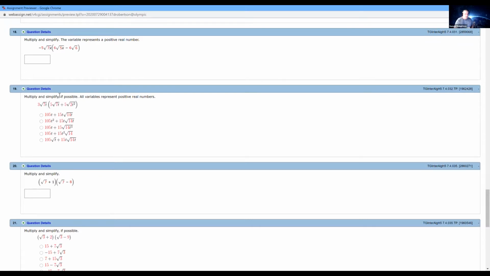Ooh, I do not like 18. I have -5 square root of 7x, and in brackets 6 square root of 5x, take away 6 root of 6. Right. I'm going to do that one once we leave this. But would you agree that is one ugly looking multiplication, right?